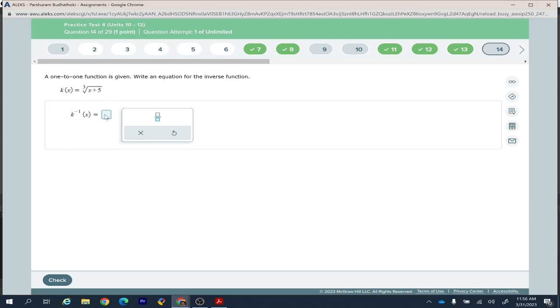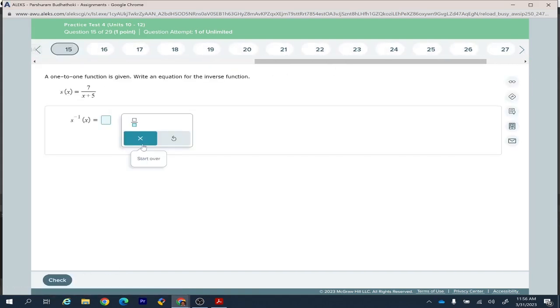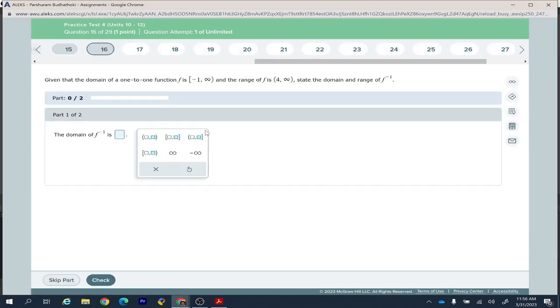Okay, find the inverse. This is exactly the same thing we did before in problem number 13. So I'm going to skip it. I'm going to go to question number 15. Exactly the same way. Write down the function as y and then replace x and y, and then isolate y. And that is going to be your inverse function. So go to number 16.